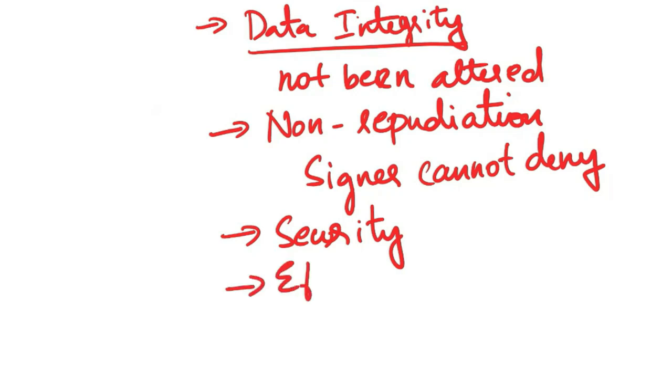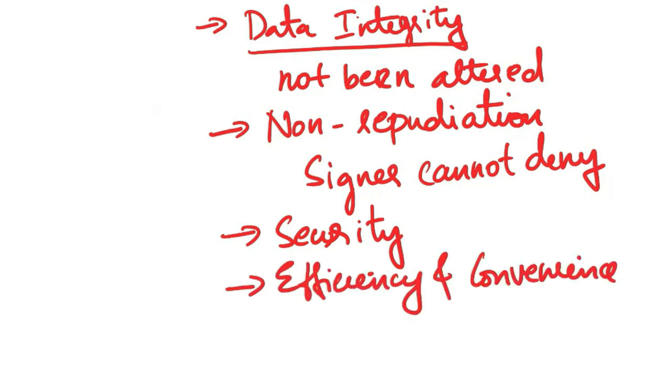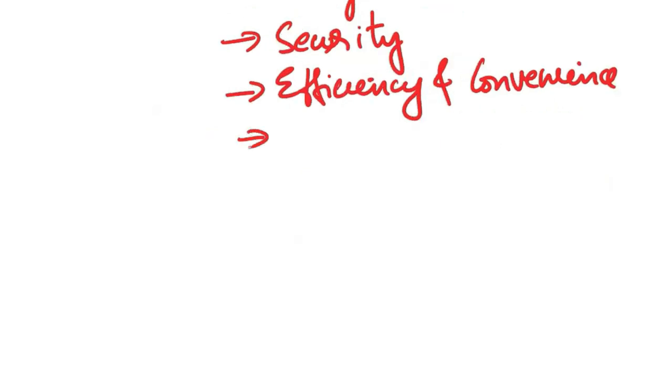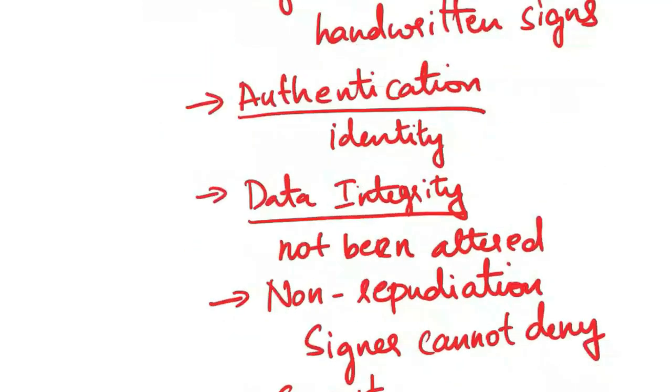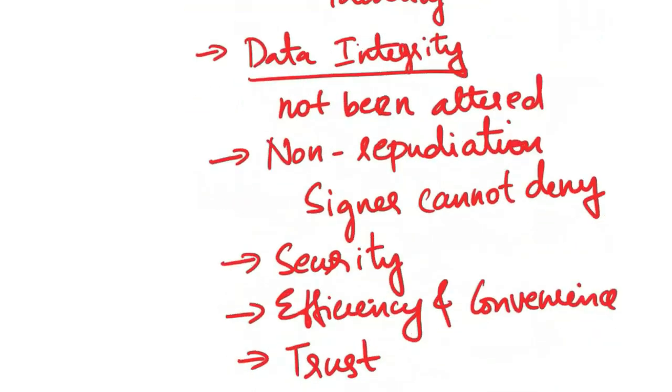Next is efficiency and convenience, that is streamlining digital transactions and document management by eliminating the need for physical signatures, reducing paperwork, and enabling remote or online signing. Next purpose is building trust in digital interactions by ensuring that the information exchanged is genuine and secure. Now we'll see actually how digital signatures work, and then we'll see how it establishes all these purposes of providing authentication, integrity, non-repudiation, security, and everything.